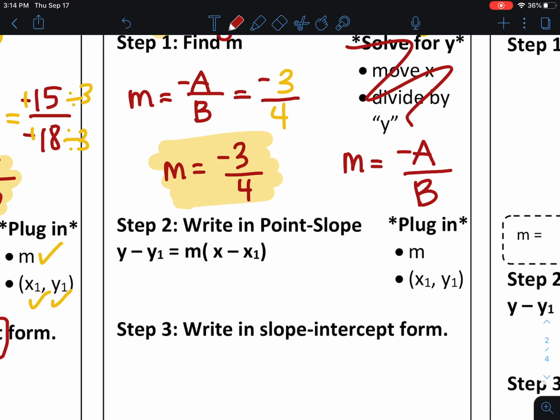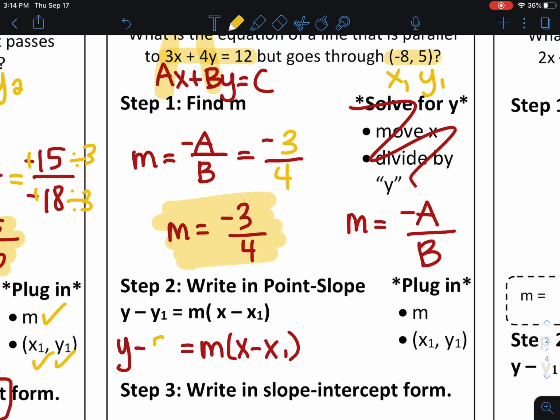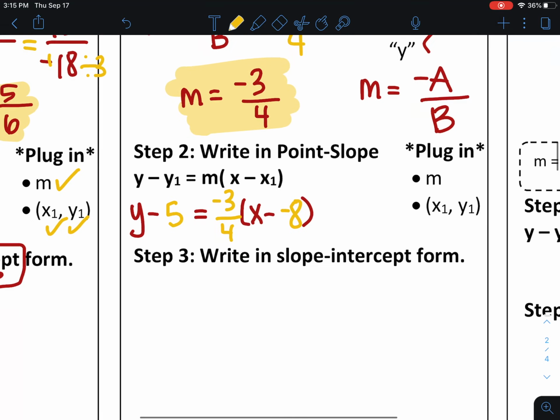All right, step 2, write in point slope form. You already know. Rewrite so that we can erase and replace. Okay, so I'm going to come over here and change the color. All right, so let's go ahead and erase y1 and replace it with, what was y1 again? 5. I'm going to erase m, which was the slope, and replace it with negative 3/4. I'm going to erase x1 and replace it with negative 8. I know you see a double negative, and hold on to it. We're going to get rid of it in the next step.